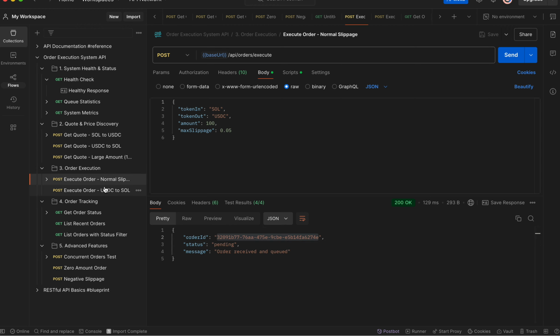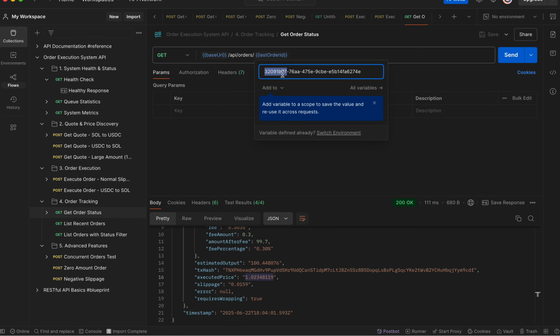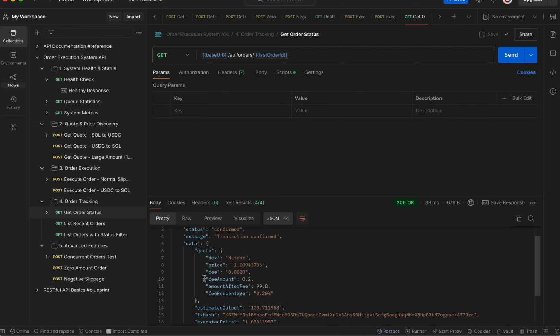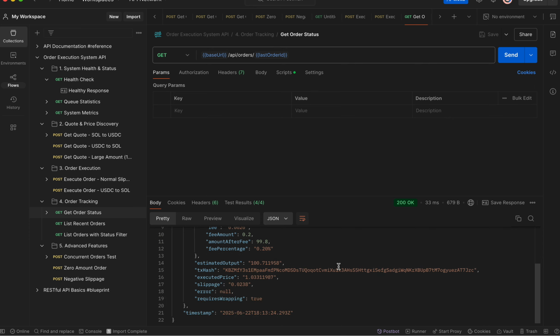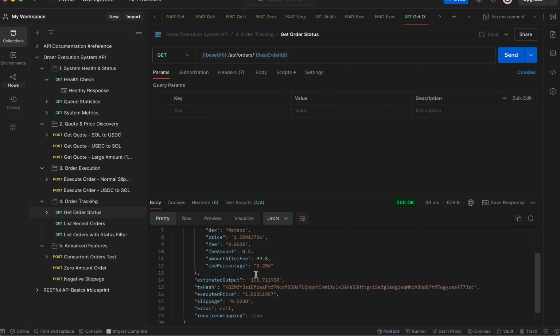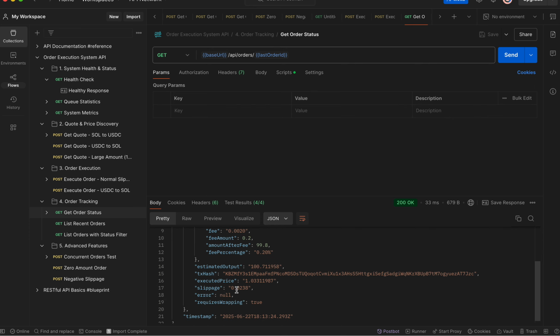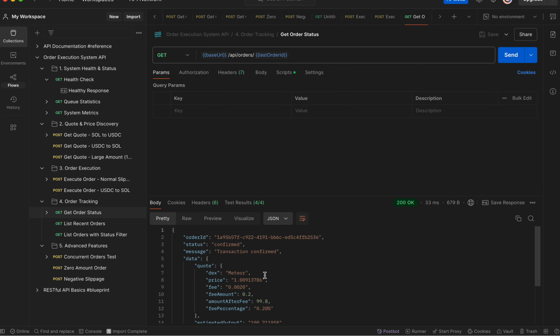We can execute orders. So this is an order. We can check the status of this order from this API. Confirmed, the DEX on which it was confirmed, the price, and every other detail. We can get the transaction hash, the price, the difference between the quoted price and the executed price, if there was any slippage, what's the error, and if the transaction requires wrapping. Wrapping is when one of the currencies is native.